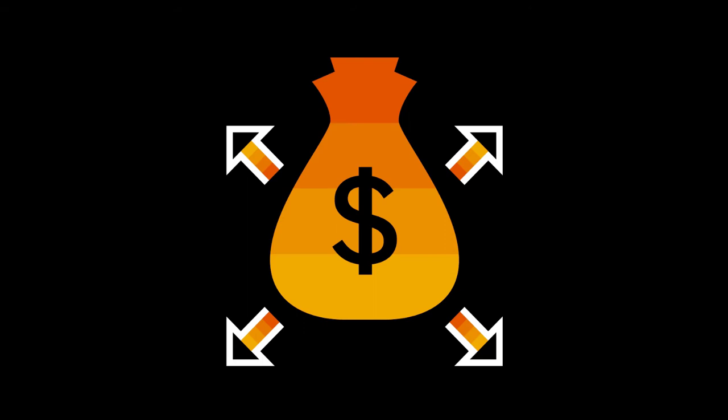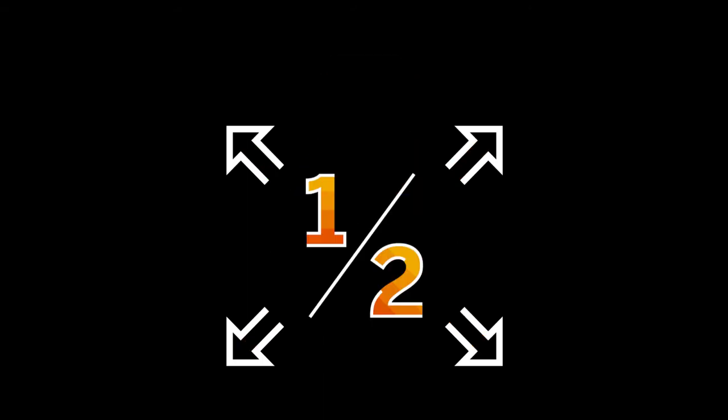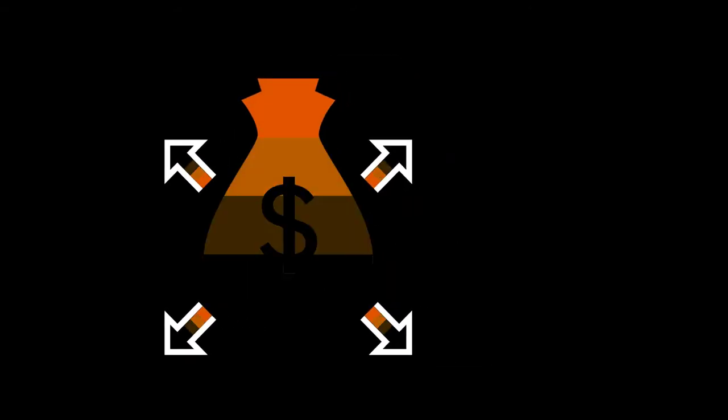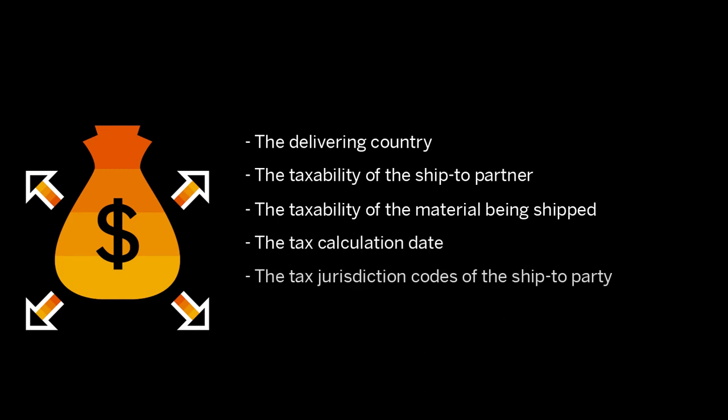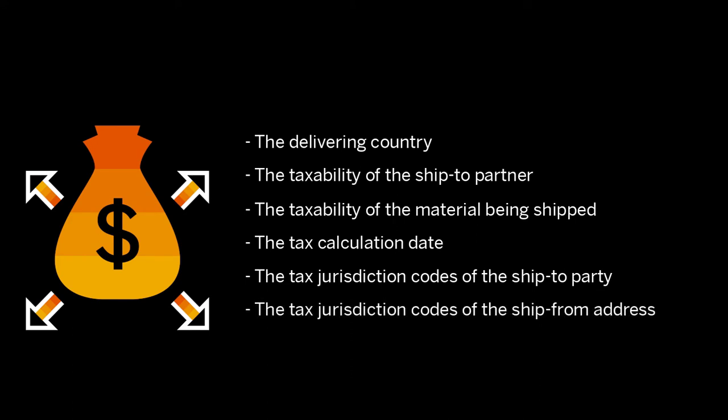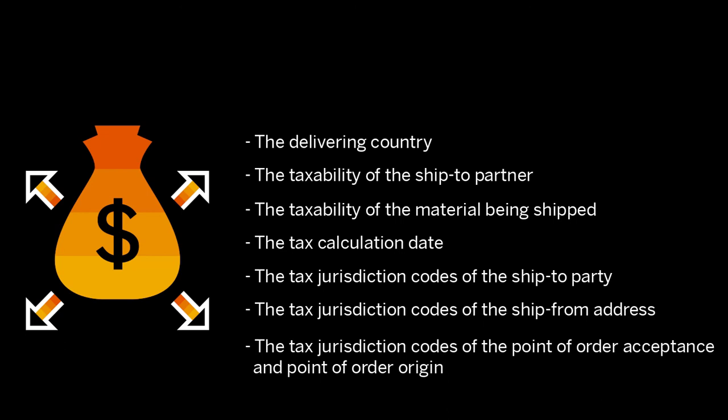There are several parameters that influence the tax amounts and the determination of tax rates. The most important ones are the delivering country, the taxability of the ship-to partner, the taxability of the material being shipped, the tax calculation date, the tax jurisdiction codes of the ship-to party, the tax jurisdiction codes of the ship-from address, and the tax jurisdiction codes of the point of order acceptance and point of order origin.